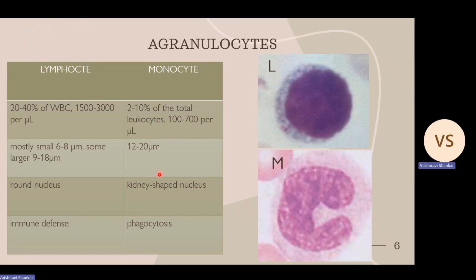Monocytes are 2 to 10% of leukocytes. Their cytoplasm is basophilic, like lymphocytes. They have kidney-shaped nucleus, and their main role is to perform phagocytosis.